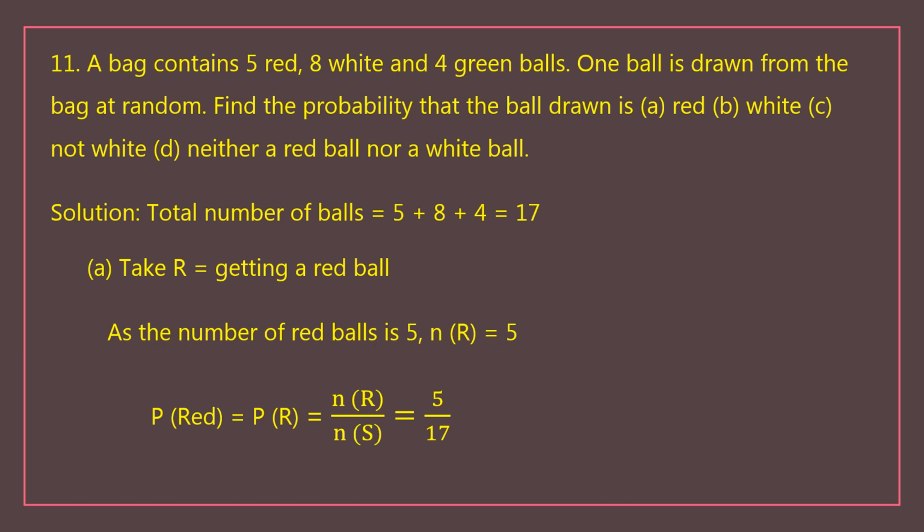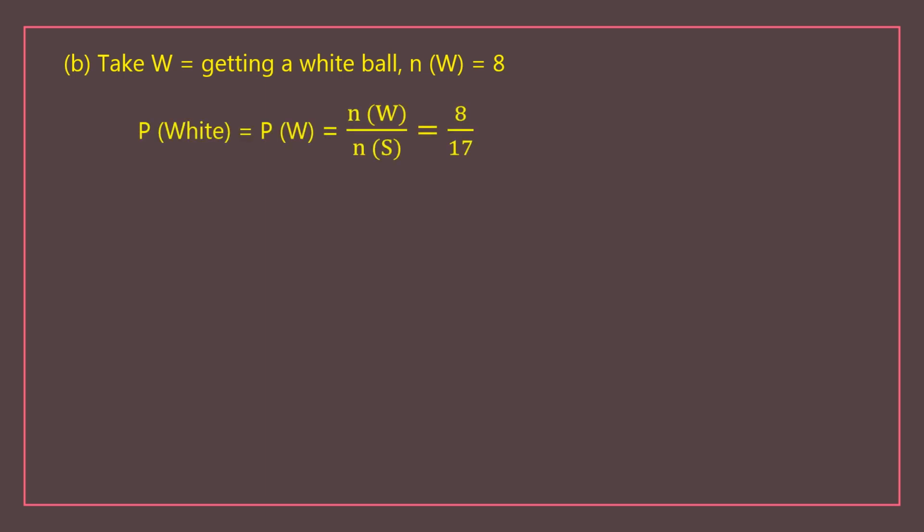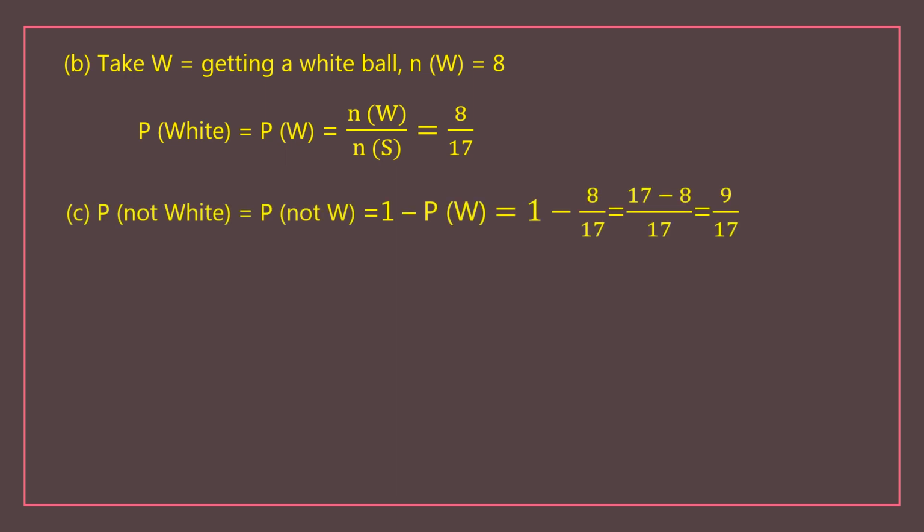Next I have to find the probability of getting a white ball. Take W is equal to getting a white ball. n of W is 8 because there are only 8 white balls. From this, P of white is P of W, that is n of W by n of S, that is 8 by 17. Next, the probability of getting a not white ball. P of not white is equal to P of not W, because white ball I have taken as W.